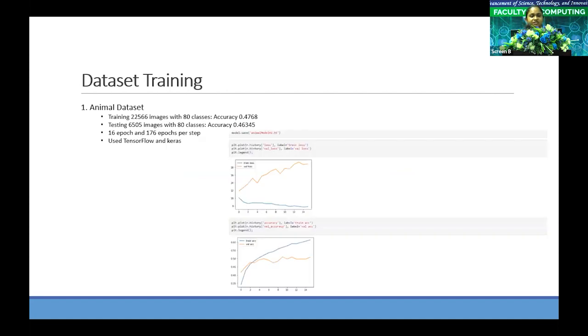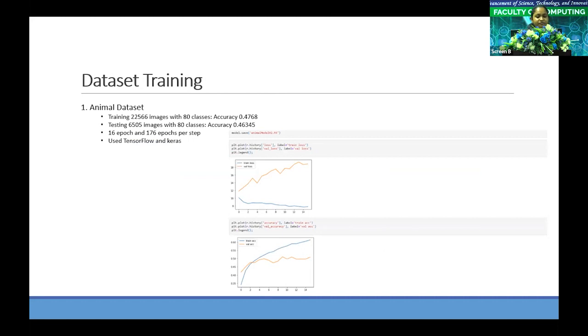So this is the dataset training part. Currently in the development stage, I have selected four categories: animals, plants, fruits, vegetables, numbers, and letters. So this is the dataset accuracy and accuracy rates I've used.